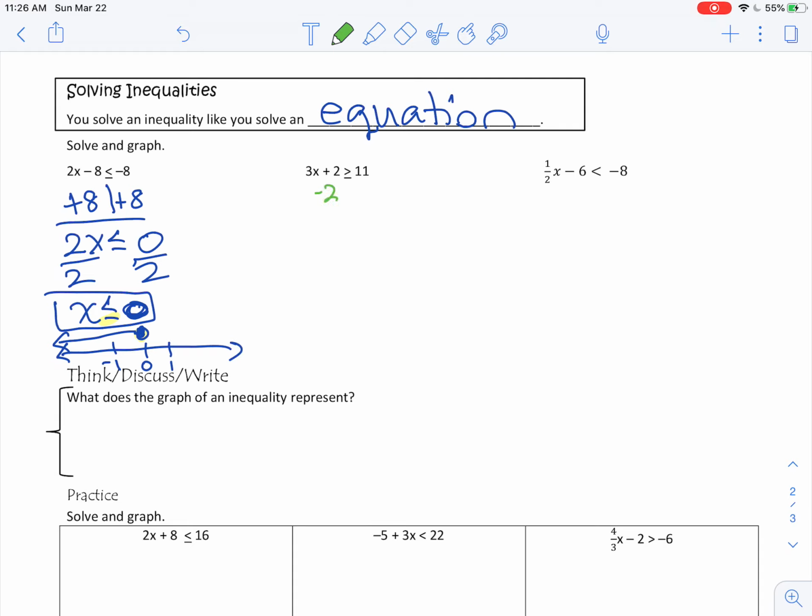Let's try again. This next one right here we need to solve, so we're going to subtract 2 from both sides. The inequality sign comes down exactly as is.